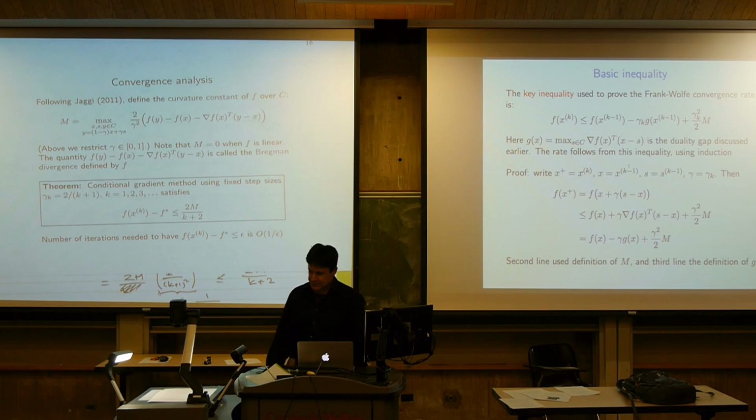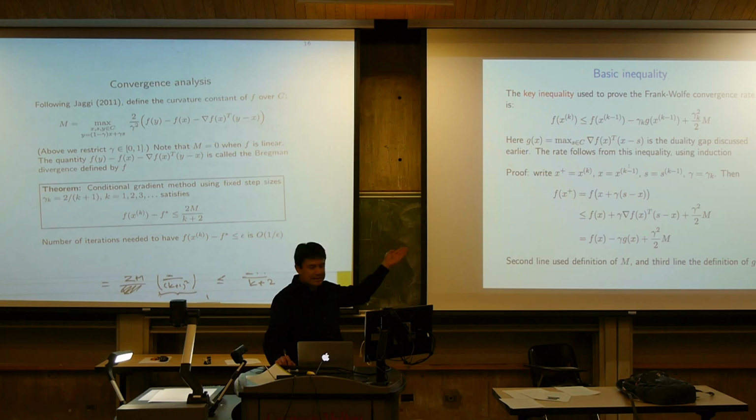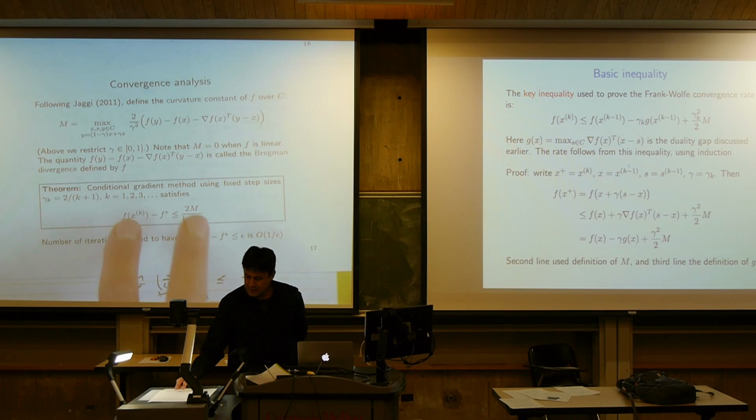Okay, that's how we define the curvature. But what we get here in the middle is exactly gamma times g of x. So again, the inequality there is simply the definition of the curvature. Okay. So that is the proof of convergence of conditional gradient.